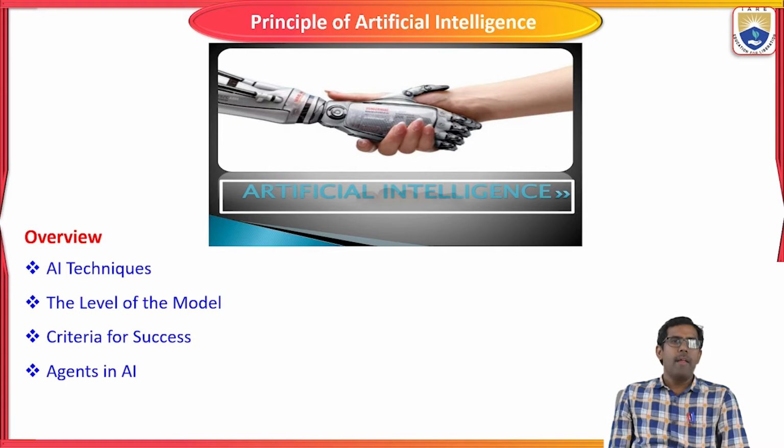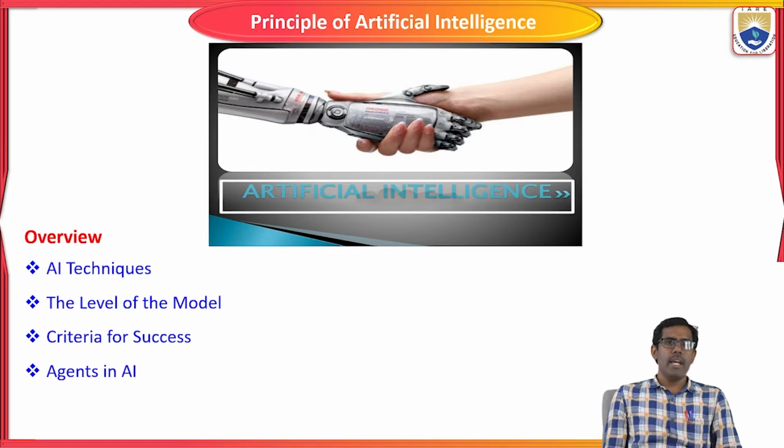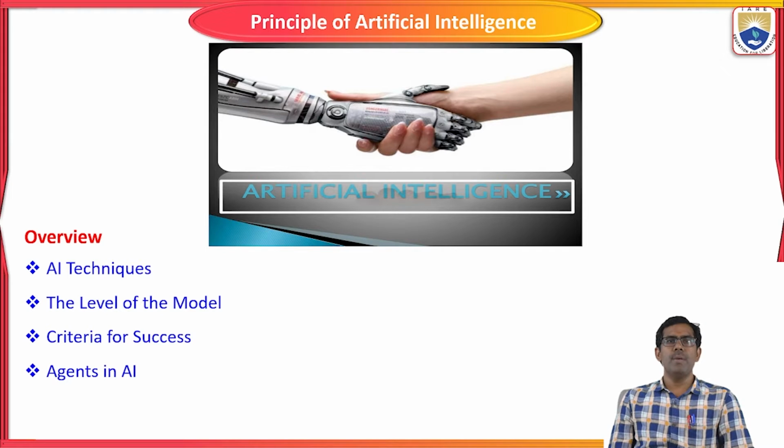Let us start. In this topic, we are going to see various AI techniques available for developing AI machines. The second one is the level of the model. Various models we are going to consider based on the problem statement. The next one is the criteria for success. Based on the level of the model, how the problem is raised, how the machines solve it, how it reaches an appropriate solution, and how it produces an appropriate output based on the different model and problem statement. That is the criteria for success.